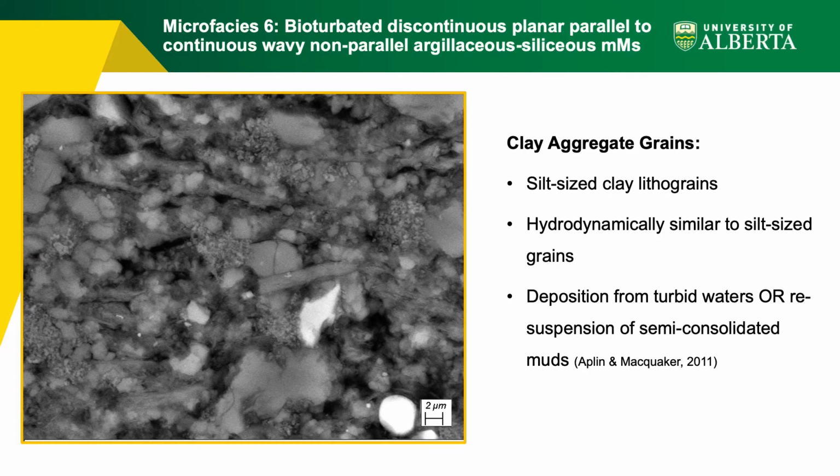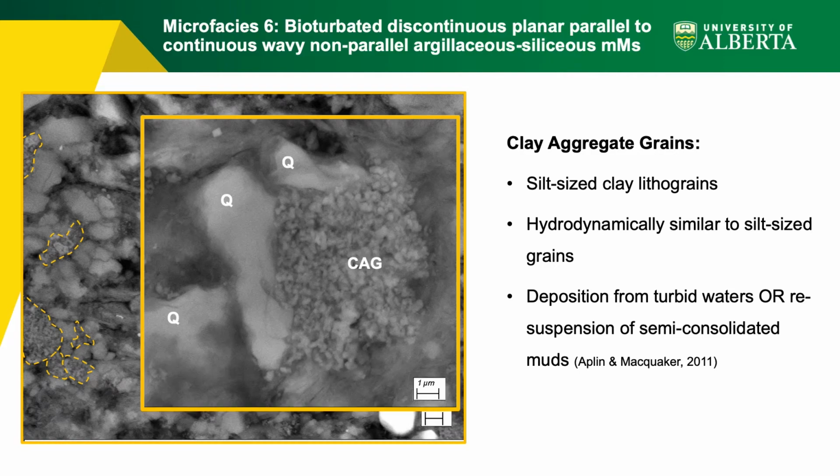Clay aggregate grains are silt-sized accumulations of clay platelets, and they behave hydrodynamically similar to detrital quartz silt. The SEM image here shows these aggregate grains, outlined in yellow, within a silt-rich section from the Canol Formation. The predominance of these clay aggregate grains indicates that deposition occurred under heightened depositional energy and sediment input, likely from turbid waters or resuspension of semi-consolidated muds.